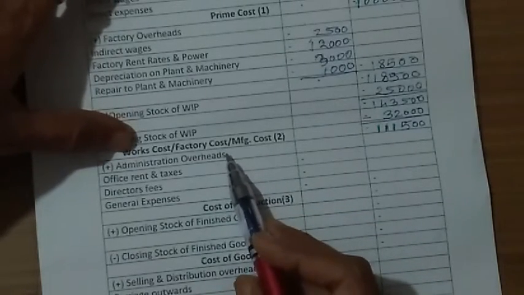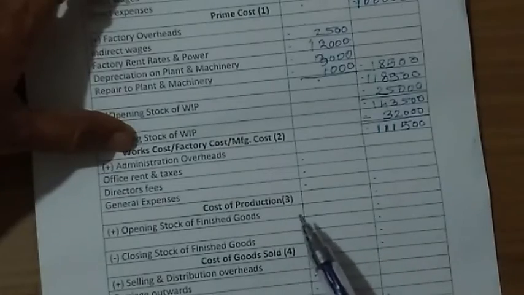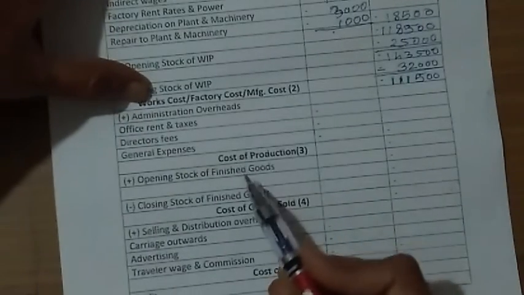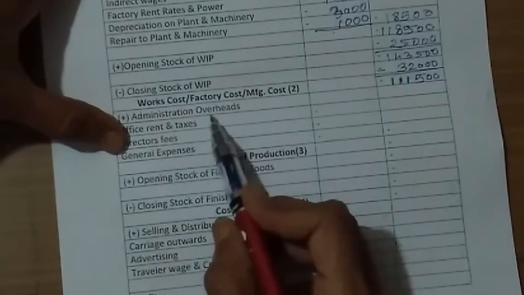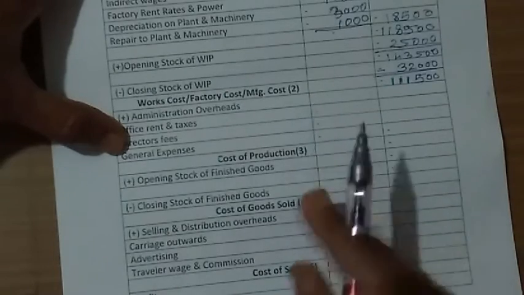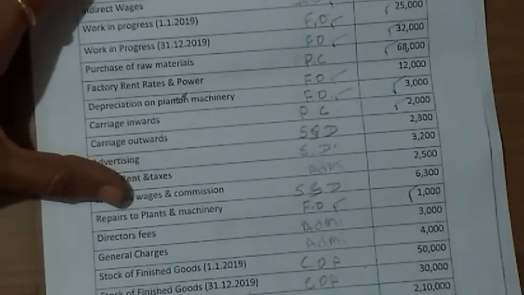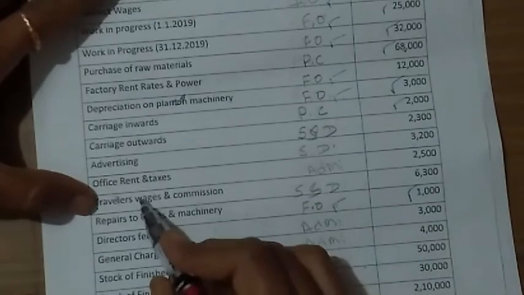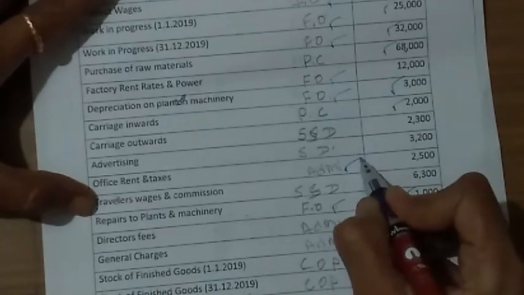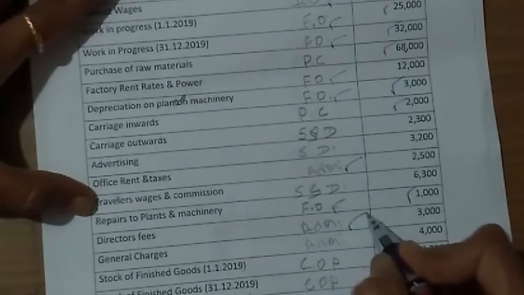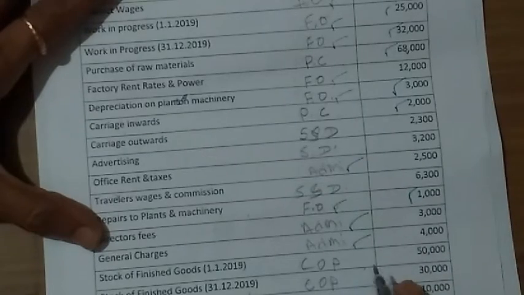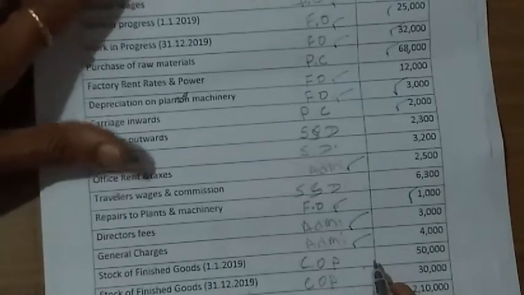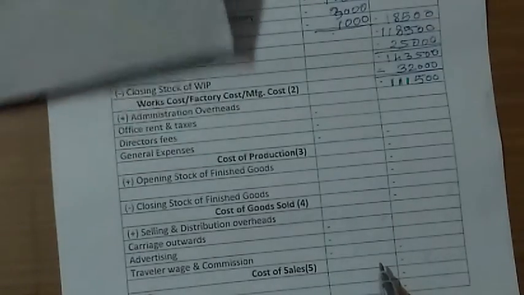After finding works cost, we need to find out cost of production. For this, we need to add administration overhead. In your problem, administration overheads are office rent and taxes, director's fees and general charges. Those are the expenses which are related to office or administration.